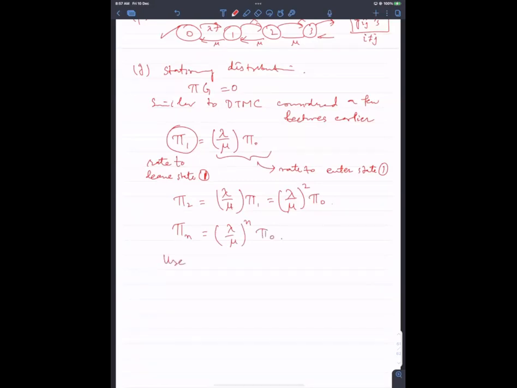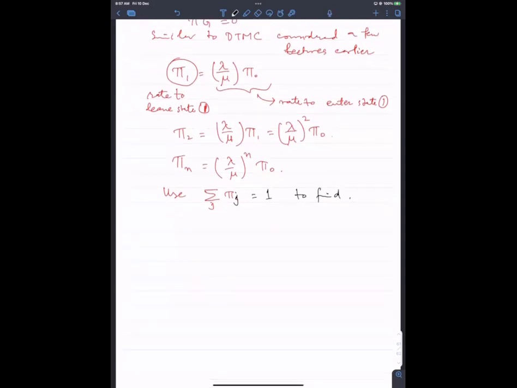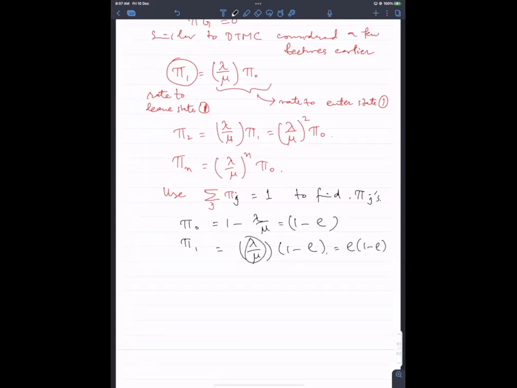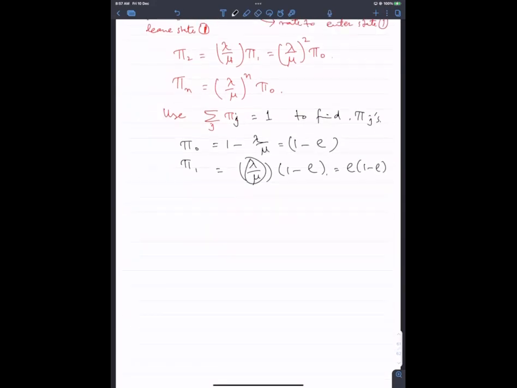In addition, we use summation over j of pi j would be equal to one. इसको यूज करें टू फाइंड pi j. So you will find out कि pi zero would be equal to one minus lambda over mu. ये हमने again discrete time के लिए भी यही आंसर आया था, one minus rho. Similarly pi one would be equal to lambda over mu into 1 minus rho, which is equal to rho into 1 minus rho, where humne define kiya hai lambda over mu to be equal to rho. Same analysis as we did for DTMC ke liye jo kiya.